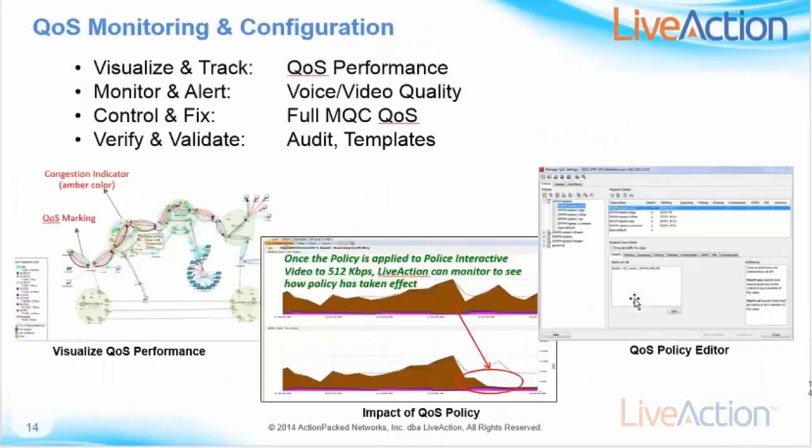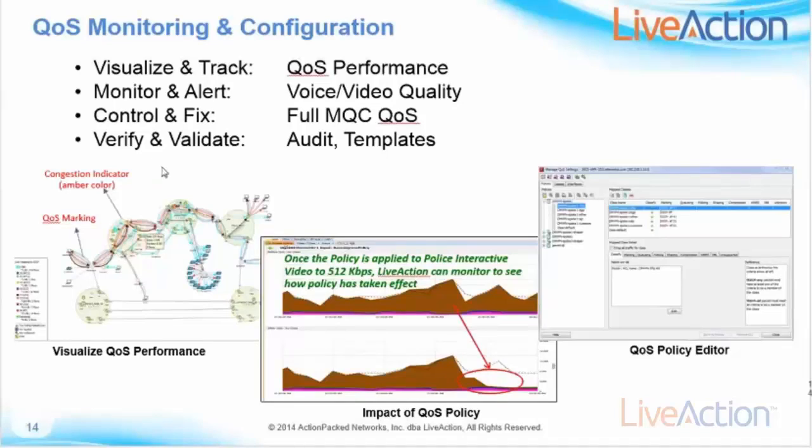On QoS monitoring and configuration, LiveAction visualizes the QoS classification and congestion indicators on the network topology. So here we show the QoS marking with the various colors for different DSCP. And then when there's congestion, we color code the device or the interface amber. So you can see right here the circle represents the device is amber, and then the smaller circle, the interface, is also amber to signify that the congestion is on this device or the interface, and you can diagnose and fix the problem quickly.